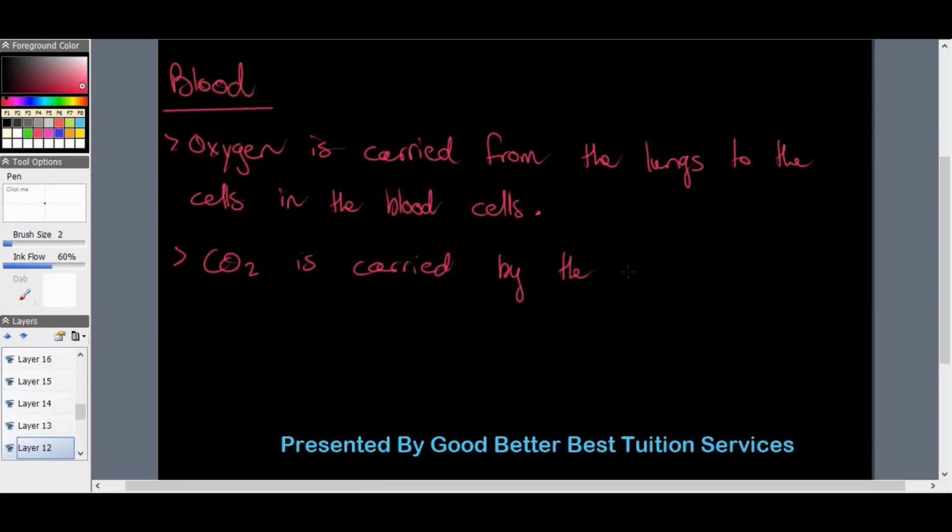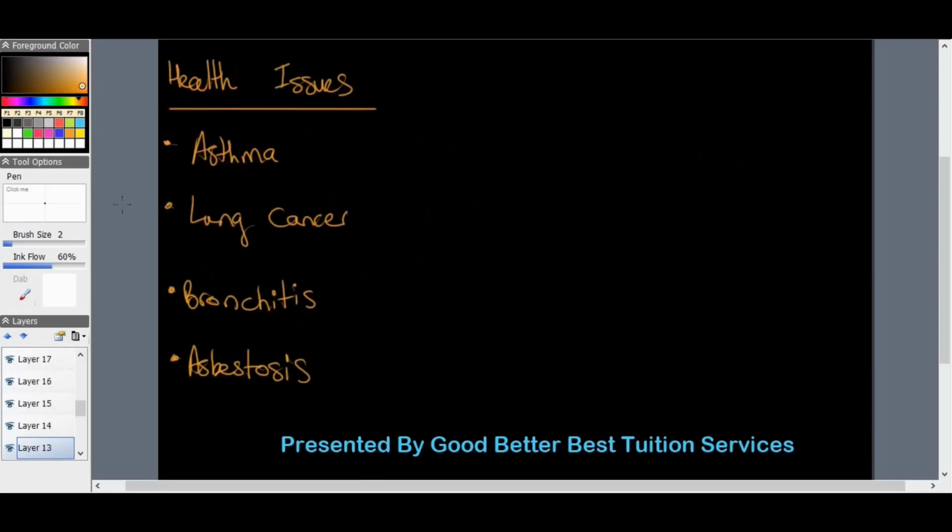Carried by the blood cells, back to the lungs. And what do the lungs do? With the ribs and the diaphragm, they push that air out of our body. All right, to end off with a bit of negativity, health issues that affect the respiratory system.